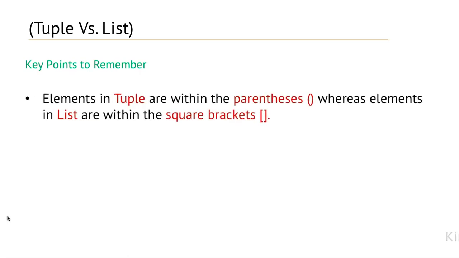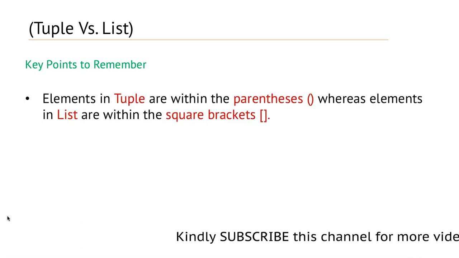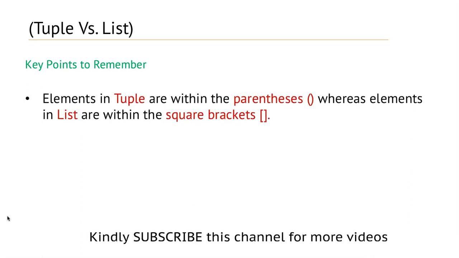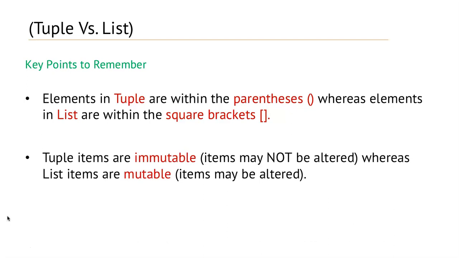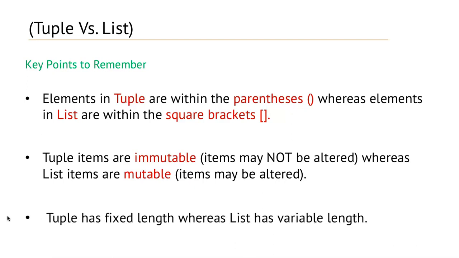Now we'll see tuple versus list. There are some key points to remember. Elements in a tuple are within parentheses, whereas elements in a list are within square brackets. Tuple items are immutable, meaning items may not be altered or changed, whereas list items are mutable, meaning items may be altered or changed. Tuple has fixed length, whereas list has variable length.